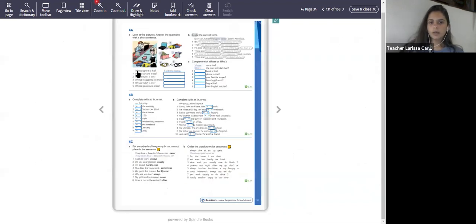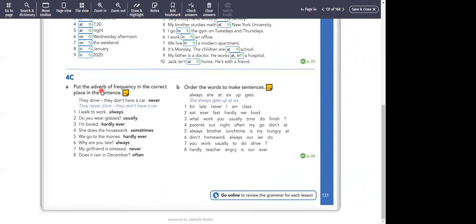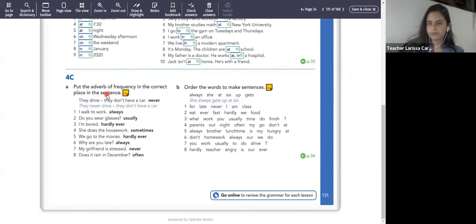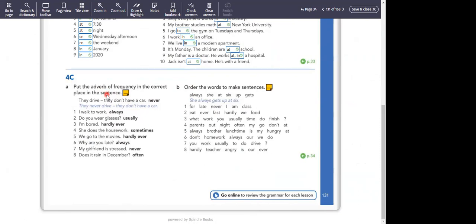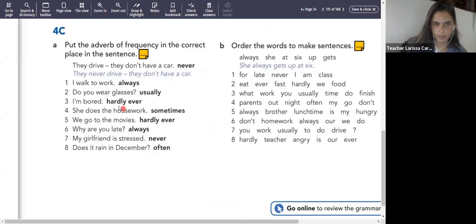The control will be with you, girl. This one we can do like this. Do you have a notebook with you? Yes. So please, Cecilia, put the adverbs of frequency in the correct place in the sentence. This one, let's do it together. I think it's better.